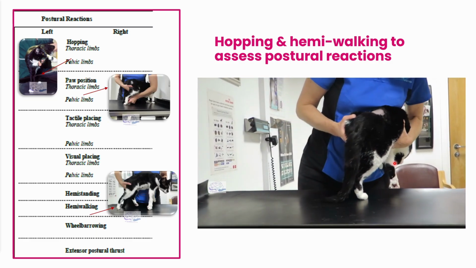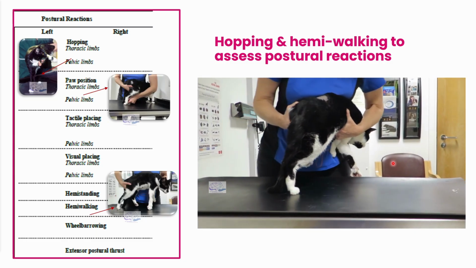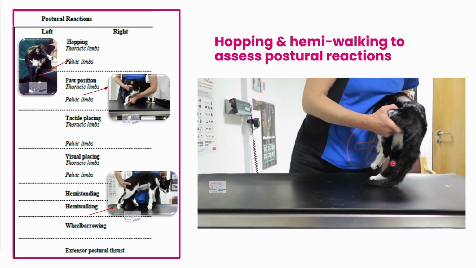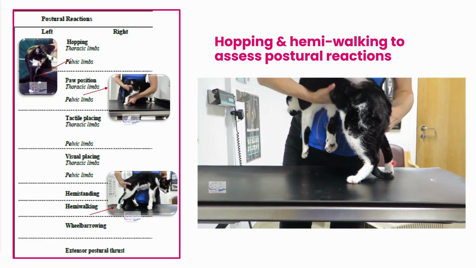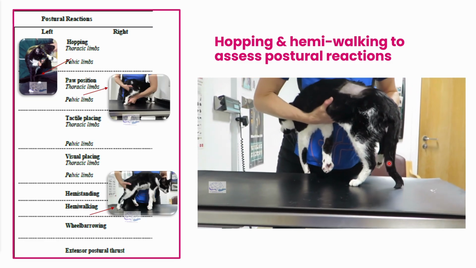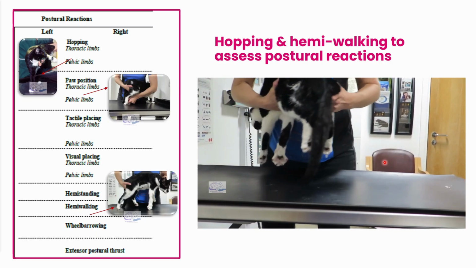And look how it's delayed in these pelvic limbs, which for me is really confirming that this cat has a conscious proprioceptive deficit. And that it's worse on the right than it is on the left.